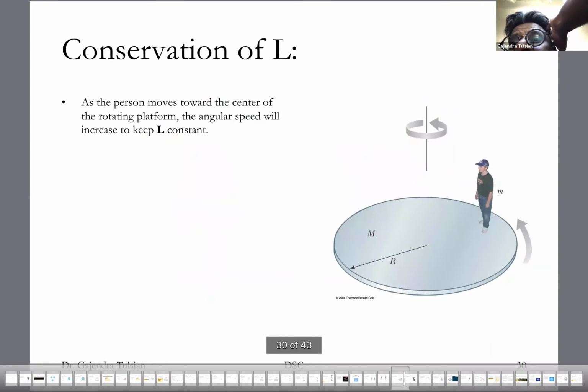Okay, so here's another example. You can get this merry-go-round spinning, and if this guy walks towards the center, the moment of inertia of the system will decrease, and this will spin faster.